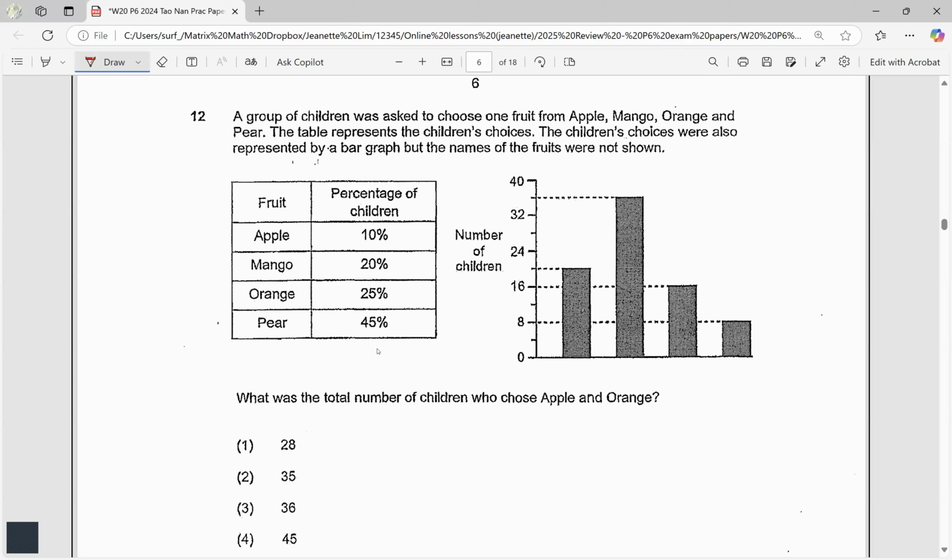Okay, so going by the percentages, the highest one will be pear. So this has to be pear. Then the lowest is apples. So the lowest bar will be A. Okay, then just figure out mango or orange. Mango is the lower one, so this is mango. This is orange. Okay, so we're looking at apple and orange. Apple will be 8. Orange will be increased by 4. So this is 20. So answer 20 and 8, 28.